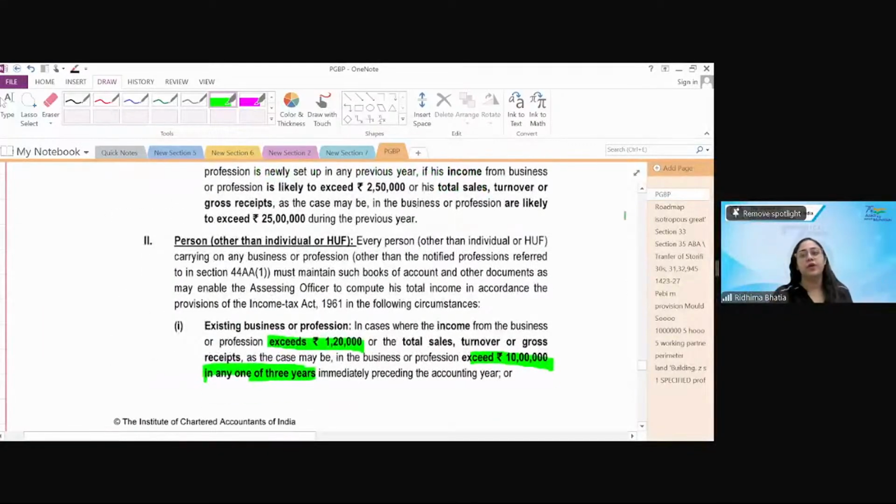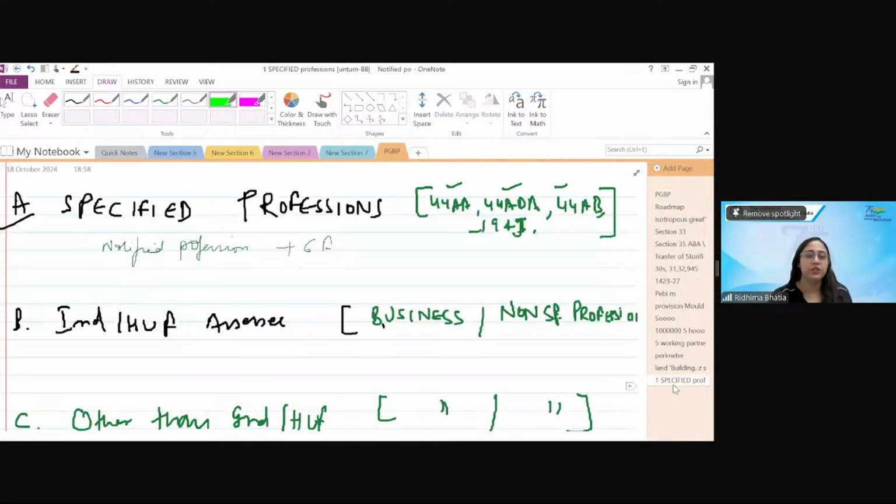So maintenance of books of account for specified profession is always yes. But which books have to be maintained? That is to be seen in 6F, for which the limit is there. For individual HF, whether the books have to be maintained or not, the limit is there: 2,50,000 for business income or total sales or turnover of 25 lakhs in any of the 3 years.